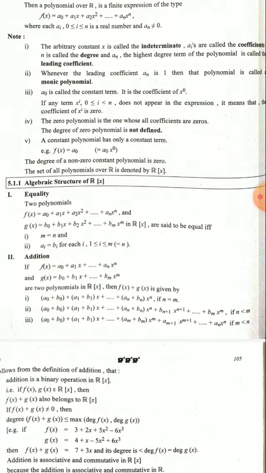Algebraic structure of R of x. So the first algebraic structure we see is equality. Two polynomials f of x is equal to a naught plus a1x plus a2x square plus dot dot plus an x raised to the power n, and g of x is equal to b naught plus b1x plus b2x square plus dot dot plus bm x raised to the power m in R of x are said to be equal if and only if m is equal to n and ai is equal to bi for each i.